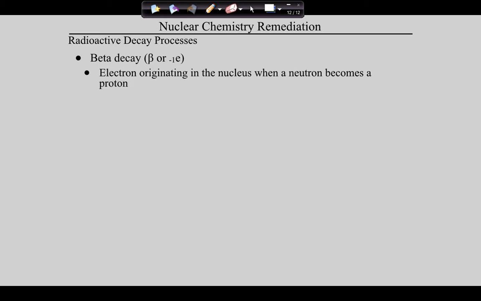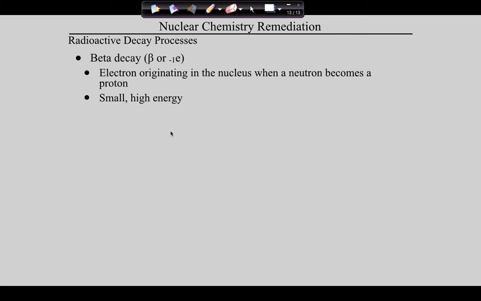This is an electron that comes out of the nucleus when a neutron becomes a proton. So quite literally, a neutron in the nucleus becomes a proton, and when it does, it releases an electron. These electrons, however, are very small, high-energy particles. They're much more penetrating than alpha decay, but they are very literally an electron coming out of the nucleus.